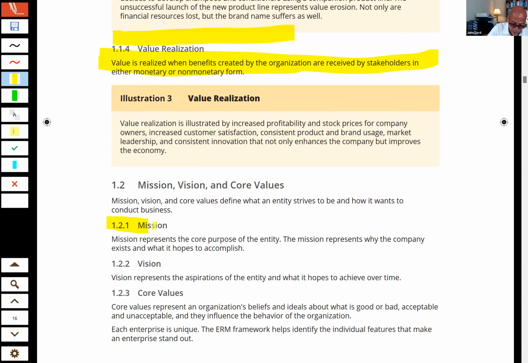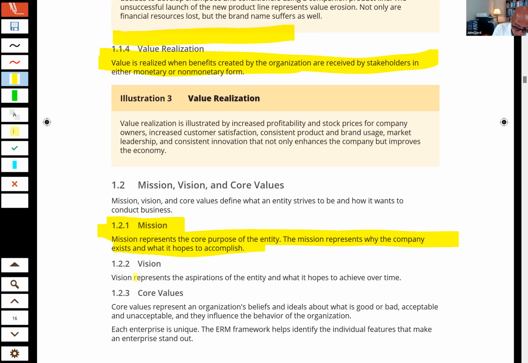Now, mission represents the core purpose of the entity. Okay, why are we even in existence? And I think that when we think of the mission of a company, we often think, well, we are going to create a profit, whatever, right? But entities go beyond that. Sometimes they'll say in their mission that they want to be the leader in clean technology or something like that, or clean use of resources, whatever, environmentally responsible. You can include those sort of things as part of your mission.